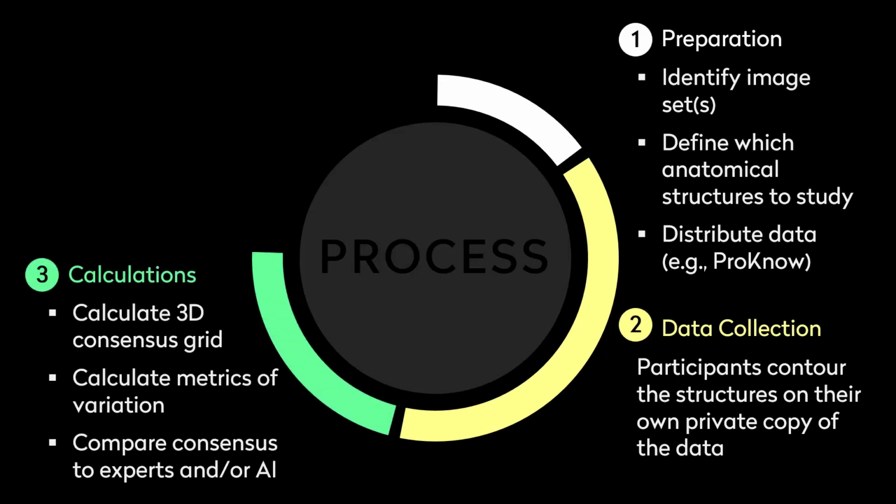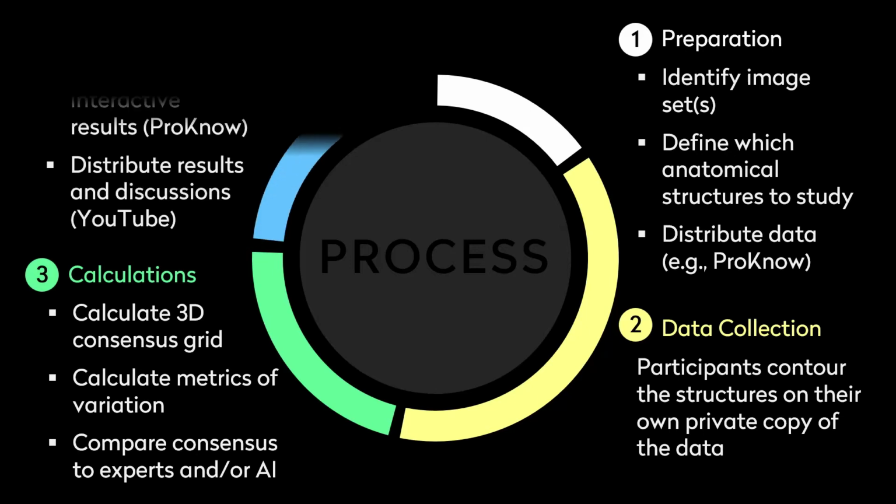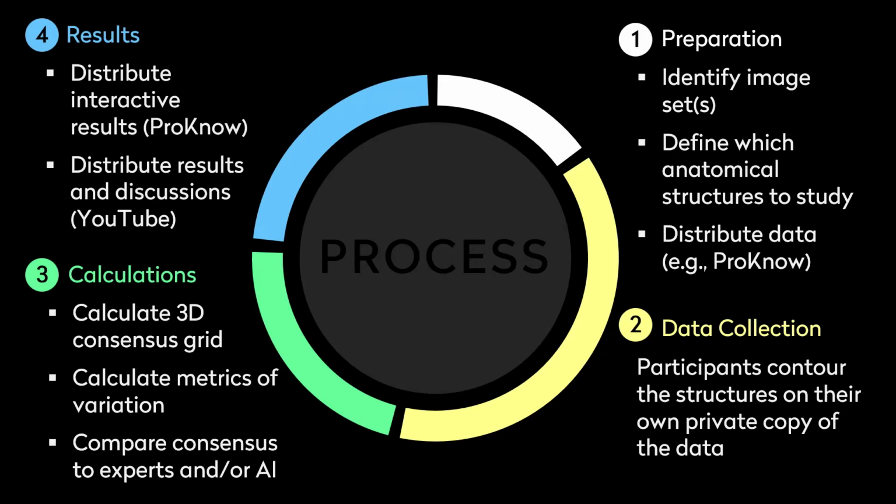Once you've collected the data, you do some calculations. Pretty easy. These are done in batch calculations. I've got some software that does this real easily. You're going to calculate 3D consensus grids. So these are going to generate the things that look like dose distributions, but they are the ISO agreement grids or consensus grids. Then you can look at any number of metrics of variation so that you can kind of grade which structures show more variation than others, where are the variations, etc. Then other calculations could be comparing specific consensus ISO agreement lines either to one or more experts or to an AI-generated contour. Then finally, we want to distribute the results.